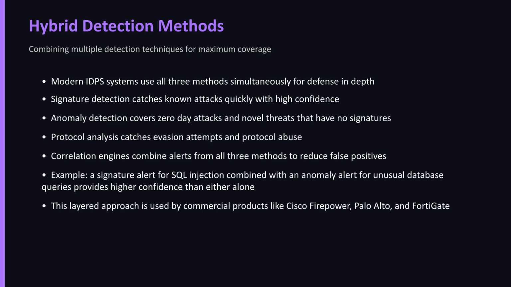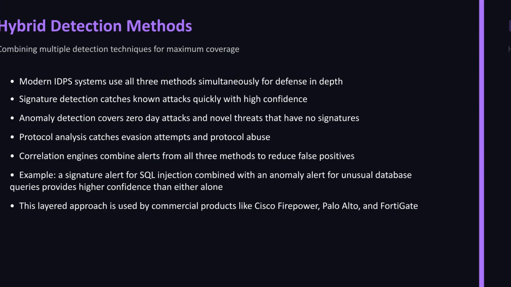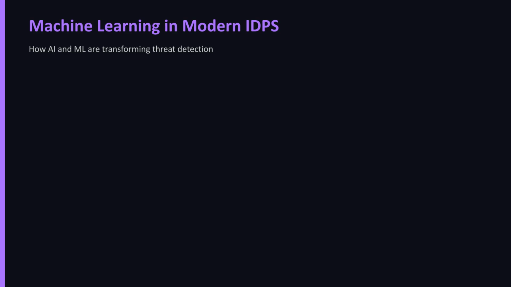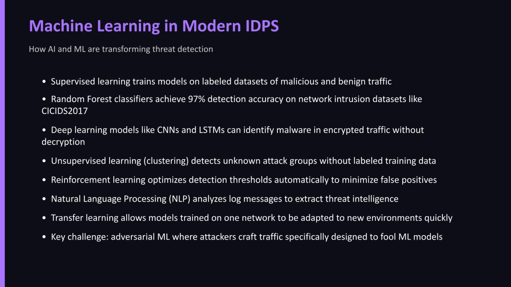Correlation engines integrate alerts from signature, anomaly, and protocol analysis, significantly increasing confidence levels and reducing the noise of false positives. Machine learning is increasingly central to modern IDPS. Techniques like supervised learning for classification and unsupervised clustering for identifying unknown attack groups are transforming how we detect and respond to sophisticated threats automatically.